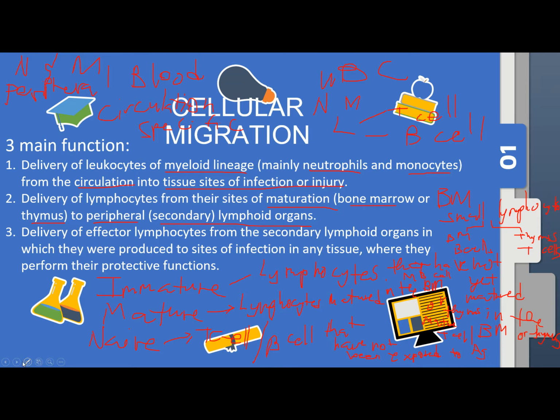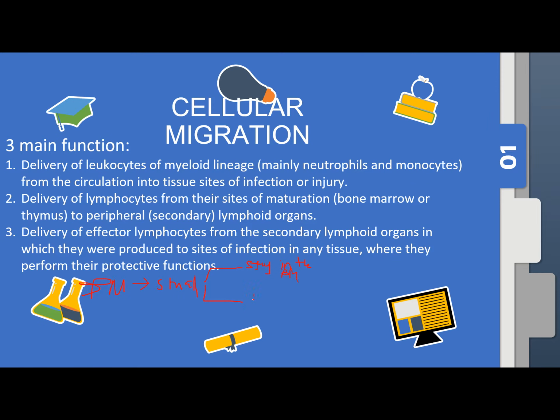Now, for you to understand the entire explanation of this immature, mature, and naive, I'm going to show you something. So, imagine, this would be the bone marrow. Now, in the bone marrow, there are two things that would happen whenever we would deal with lymphocytes. The first one is that a certain percentage of your small lymphocytes would either stay in the bone marrow or they would travel to the thymus.